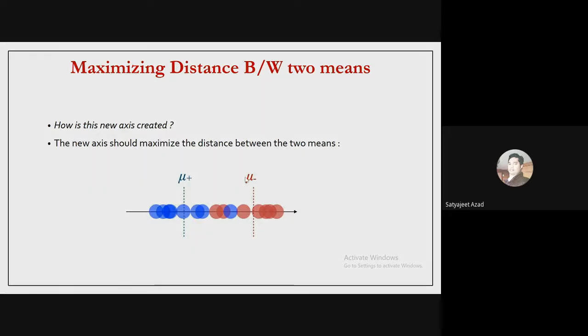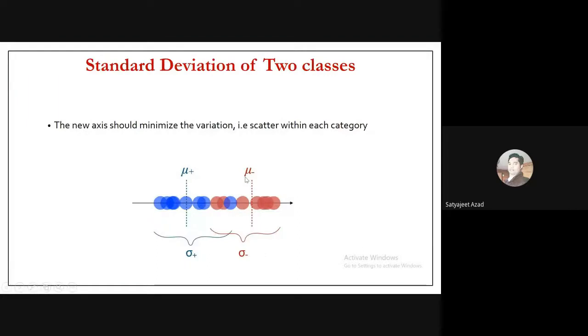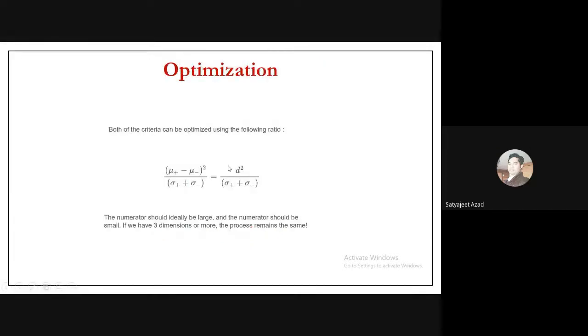Also, what LDA does is, this is the variance. They try to reduce, minimize the variance. So maximizing the mean distance and minimizing the variance, this is how LDA works. And there is something called optimization.